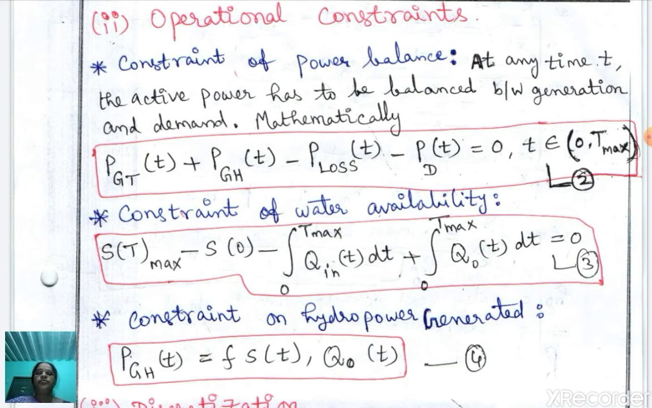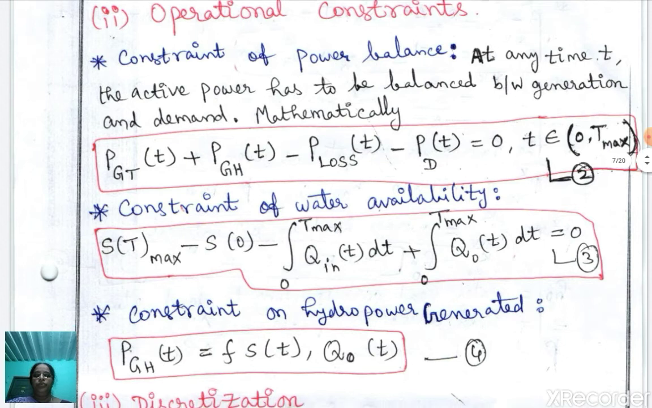Next, constraint of water availability. S of T max minus S of 0 minus integral 0 to T max Q in, that is the inflow, of t dt plus integral 0 to T max Q naught of t dt equal to 0. This is the constraint of water availability. Third one is a constraint on the hydropower generator. That is Pgh of t is equal to F into S of t, comma Q naught of t only.